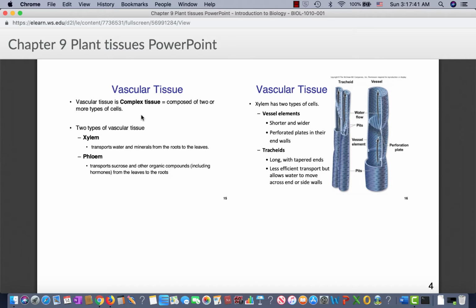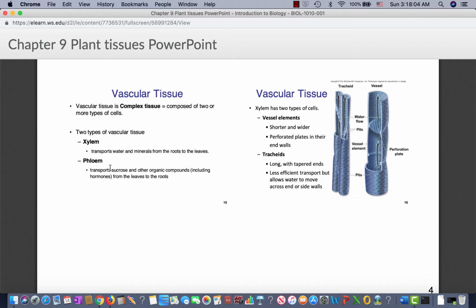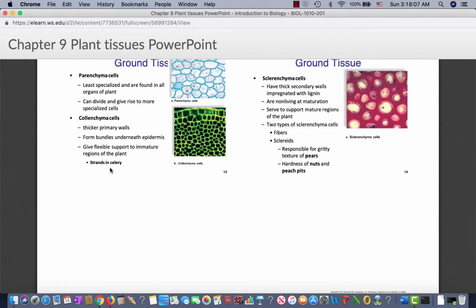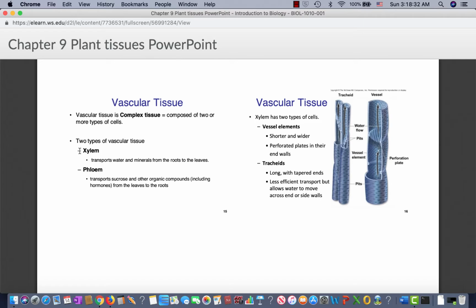There's more complicated structures in vascular tissue, but basically just know that xylem transports water and minerals from the roots to the leaves, and then phloem transports sucrose and organic compounds, including hormones, from the leaves to the roots. Because most of the metabolism that's going to be going on, the photosynthesis and whatnot, is going to be carried out in these collenchyma. Just understand that the xylem transports water and minerals from the roots to the leaves, and then phloem transports from the leaves to the roots, and you're transporting sucrose and other organic compounds.